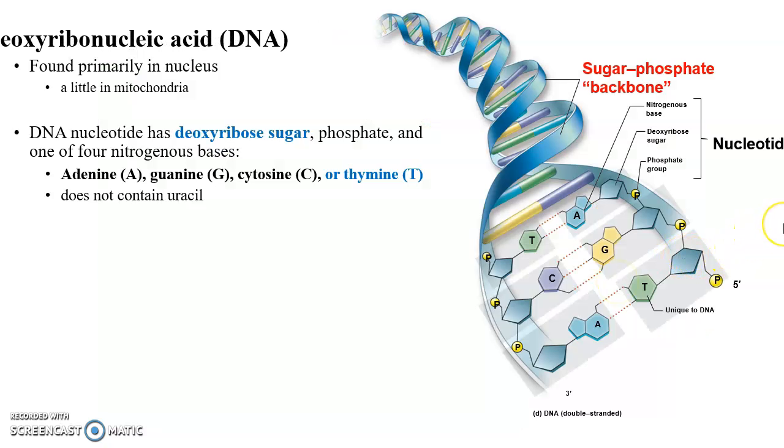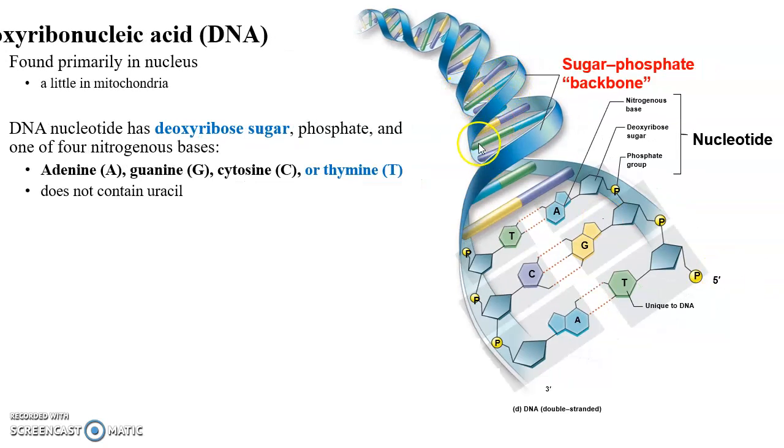Deoxyribonucleic acid is found in the nucleus, although there is some in the mitochondria. DNA has deoxyribose sugar, the phosphate group, and 4 nitrogenous bases: adenine, A, guanine, G, cytosine, C, or thymine, T. A, G, C, T are the types of bases in DNA. No uracil, no U. So here we see it. Here's the sugar phosphate backbone. Here are the bases, T's, G's, A's, no U's.